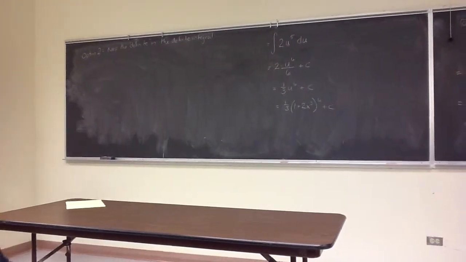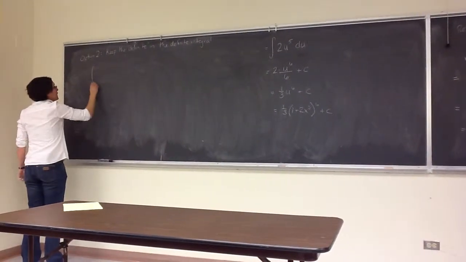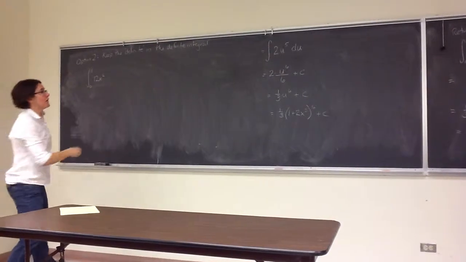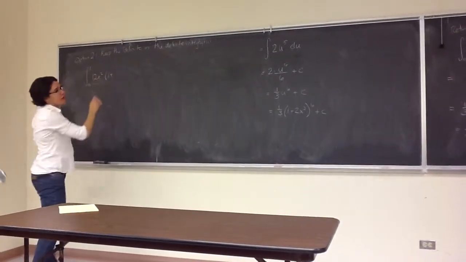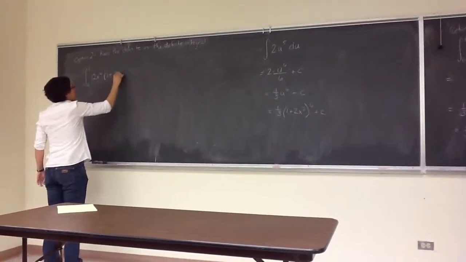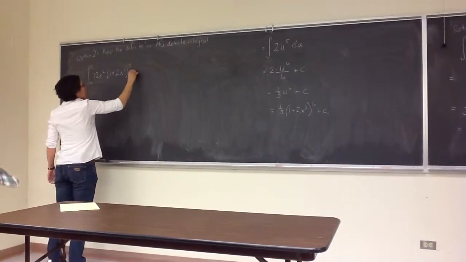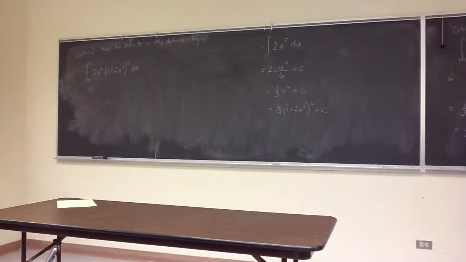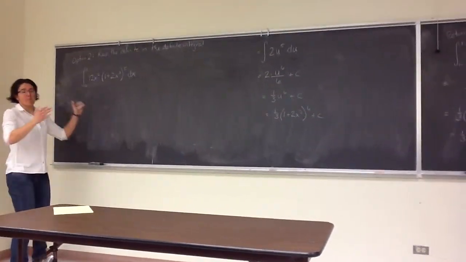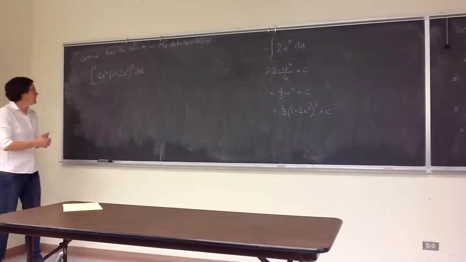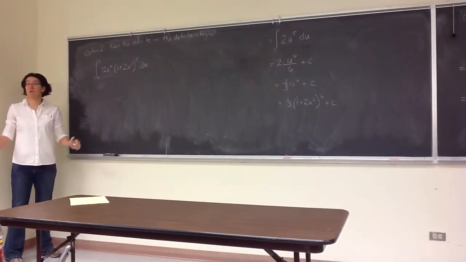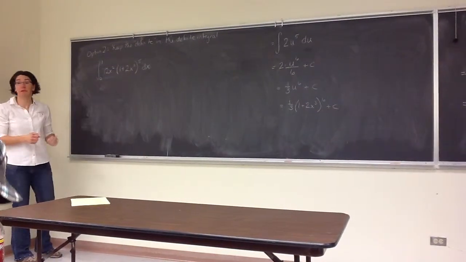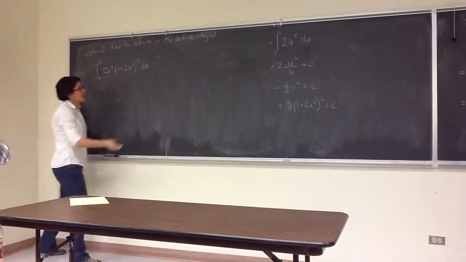All right, so I start out with this integral from 0 to 1 of 12x squared times 1 plus 2x cubed raised to the 5th dx. And I say, okay, I'm going to turn this thing entirely into u's. I'm going to keep my definite integral, I'm going to keep my boundaries. So I do my u substitution.